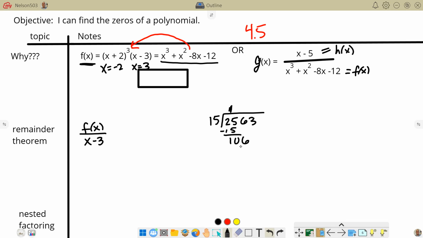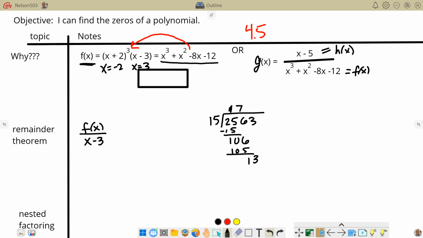You say, how many times does 15 go into 106? Let's see, that would be, I think, 7 times, 70, 30, yeah, 7 times. And so now we've got 105, and then I subtract that and I get 1, and then I bring the 3 down, right?